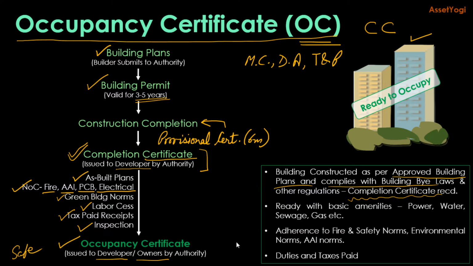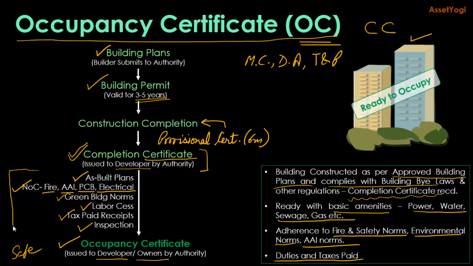Now for the occupancy certificate, in addition to the requirements of the completion certificate, it also has to ensure that the building is ready with basic amenities like power, water, sewage, gas, etc. And the building also complies with all the fire and safety norms, environmental norms, Airport Authority of India norms, and that the builder has paid all the duties and taxes. So that is why all these documents are required to be submitted by the builder.